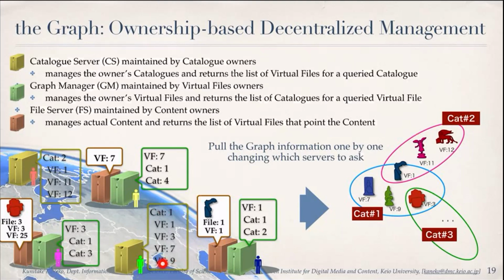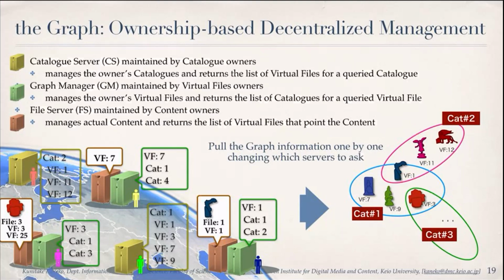Okay, so this is cat 1. Let's see budget file 1. Go to the budget file 1 server here. It has cat 1, cat 2. Cat 1 we have already seen, so let's go to cat 2. Cat 2 is here, with budget files 1, 11, 12.